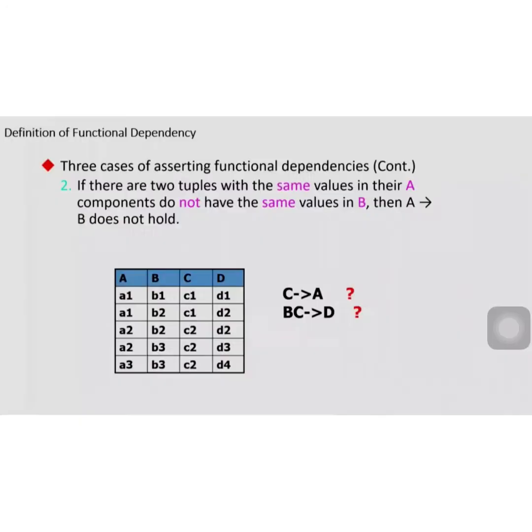Now let's check this one: A, B functionally determine D. If AB → D holds in this relation, let's check B and C. Now we can find these two tuples have the same value in both B and C, but they have different values on D. So BC functionally determines D does not hold in this relation.